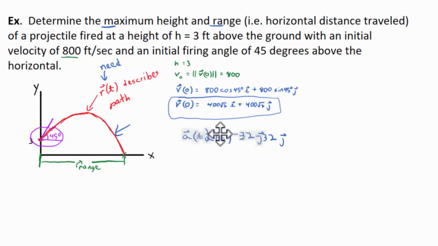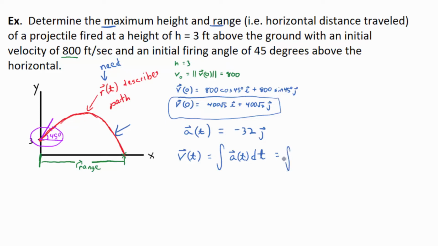So let's see if you buy this statement then. V of t would be the integral of a of t, just as a generic statement, right? dt. That's the notation we use. Everybody okay with that? All right, so let's go ahead and integrate. So what would we get when we integrate? Well, okay, let me write it down. That's the integral of negative 32j.